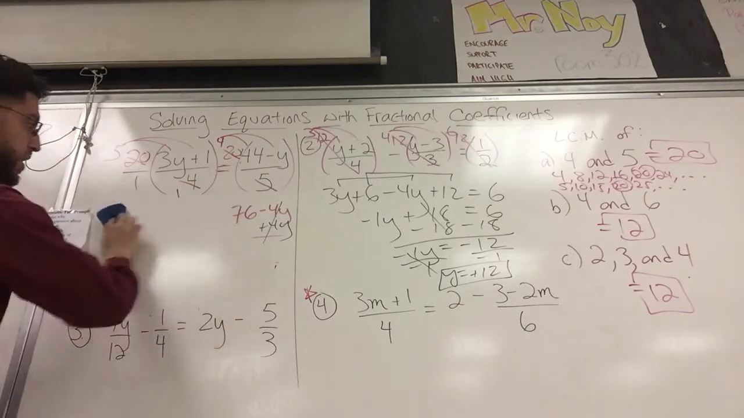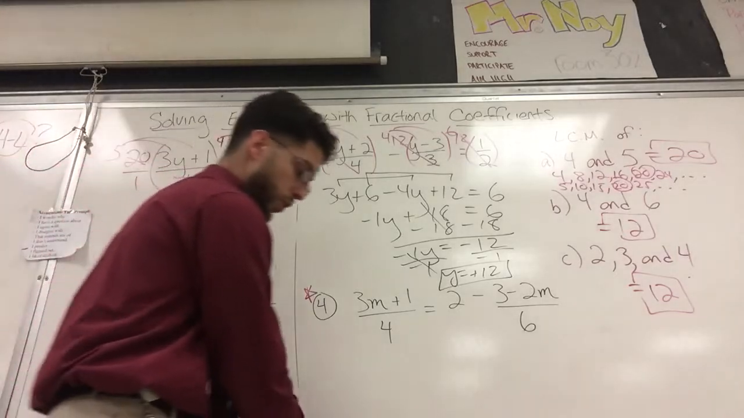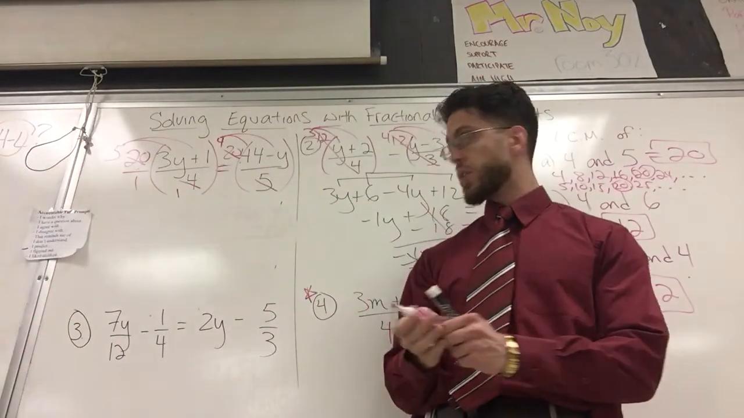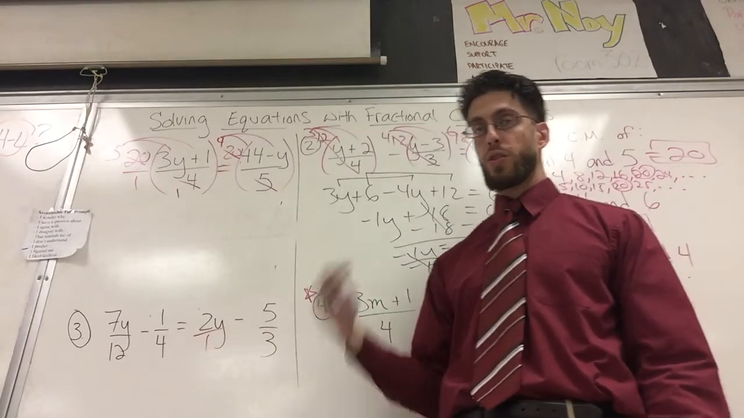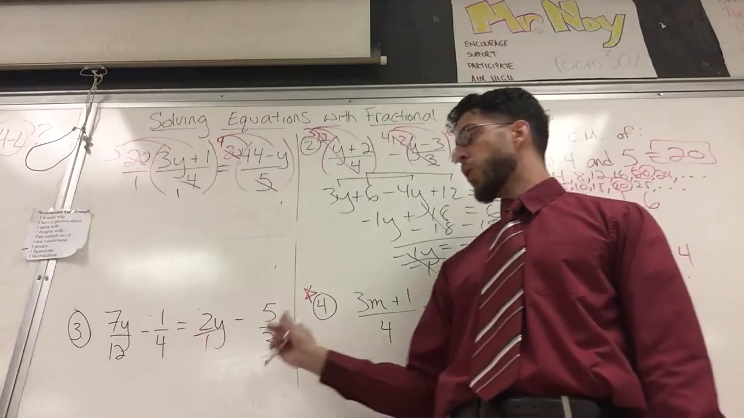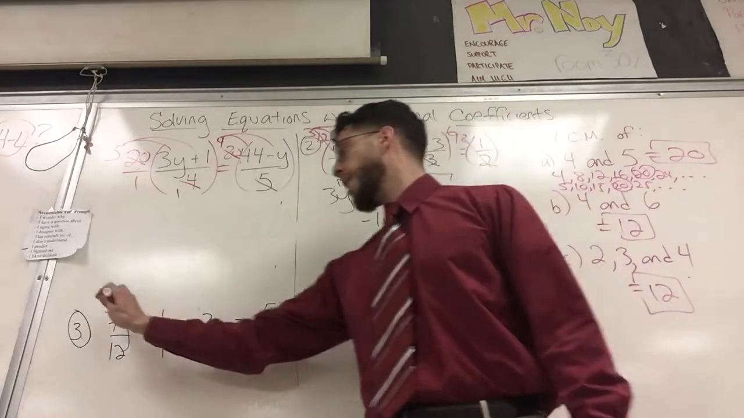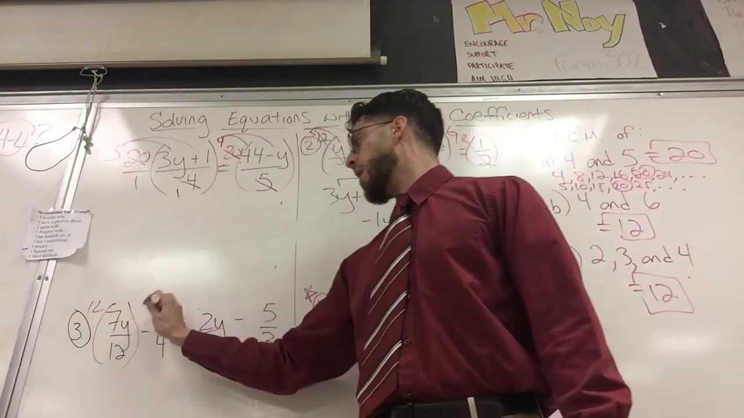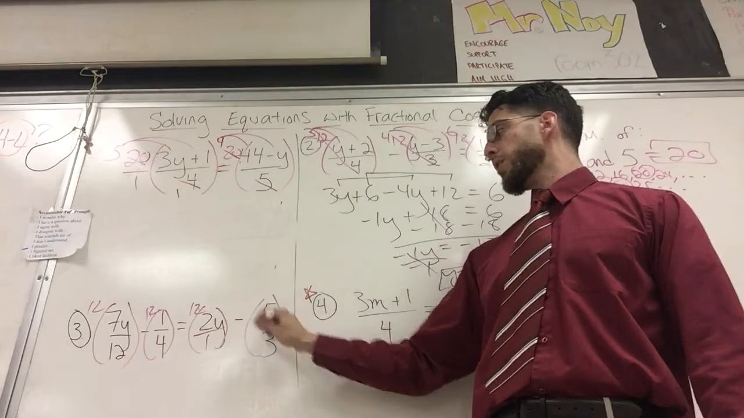All right, here's the beginning of number 3. I see 1, 2, 3, 4 terms, 4 terms, but I only see 3 denominators. So first you can assume that there's a 1 on the bottom. That's not going to change your thought process. 12, 4, 3, what is the least common denominator? They all go into 12. Even the 1 will go into 12. So I multiply by 12 here, multiply by 12 here, multiply by 12 here, multiply by 12 here.